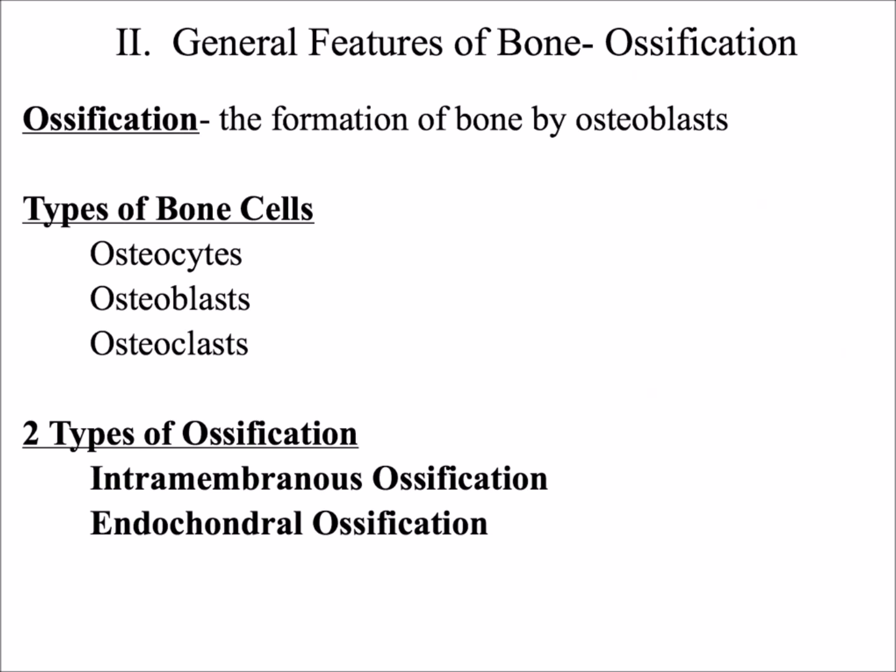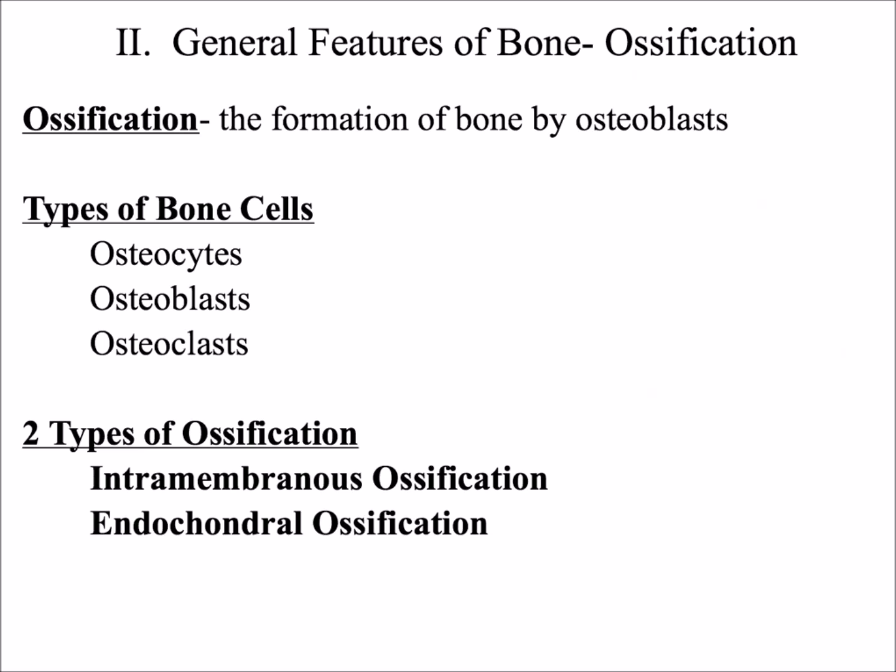One is the osteocyte, which you now or hopefully will remember is a mature bone cell that maintains bone. You have an osteoblast, right, which builds bone, and then an osteoclast, which destroys bone. So there's two types of ossification. There are two types of ways of making bone.